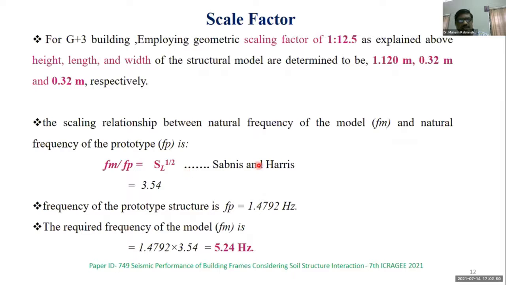As per Subnis and Harris, the frequency of the model and frequency of the prototype are correlated with this equation. So knowing the frequency of the prototype, I have determined the frequency of the model. What is the frequency of the model needed? Based on the application software, the prototype structure frequency we got as 1.47, and based on this, 3.54 is my ratio of frequencies, which I obtained. Using this ratio, I found out what should be the frequency of the model, and that worked out to be 5.24 hertz.